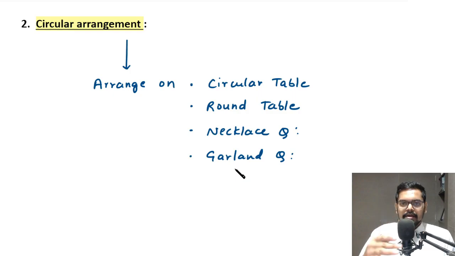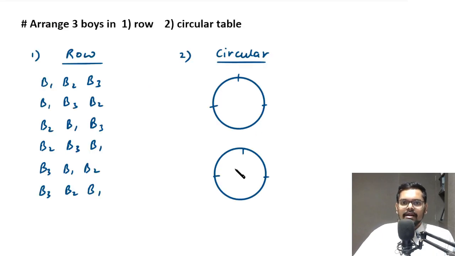These are the keywords which would be used to indirectly say that you have to use the concepts of circular arrangement and not linear arrangement. Now, what is the difference between linear arrangement and circular arrangement, and what is the formula? Let us analyze and arrive at the answer.